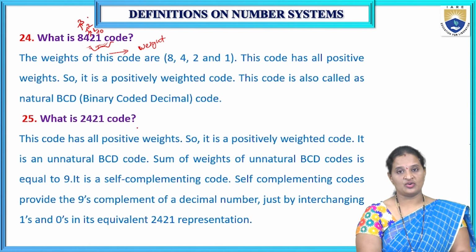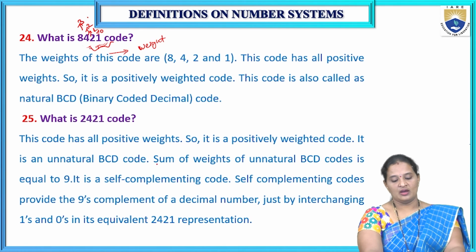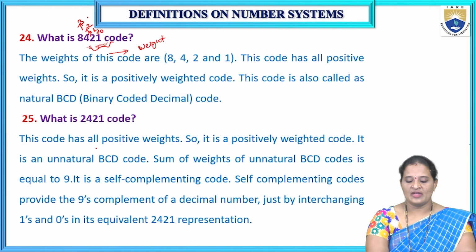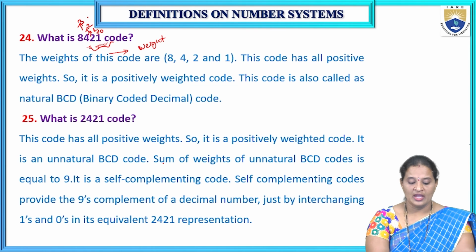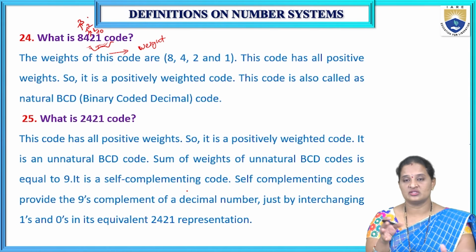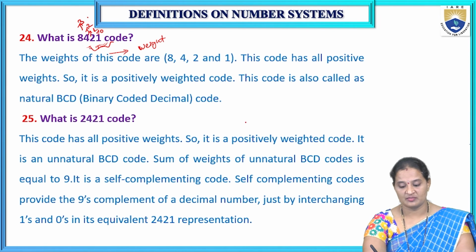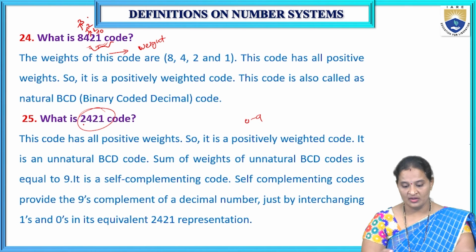Now coming to the 2421 code. So the 2421 code is also a binary code that has all positive weights. So it is a positive weighted code. It is an unnatural BCD code. That means a 2421 code is also a weighted code wherein we can represent the numbers from 0 to 9 by using these positional weights 2421.